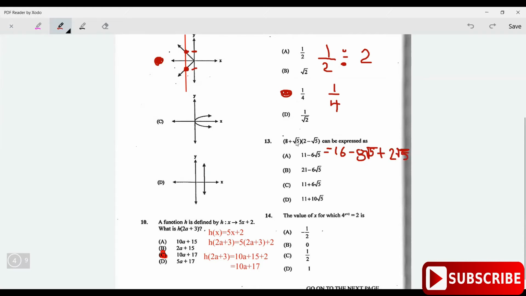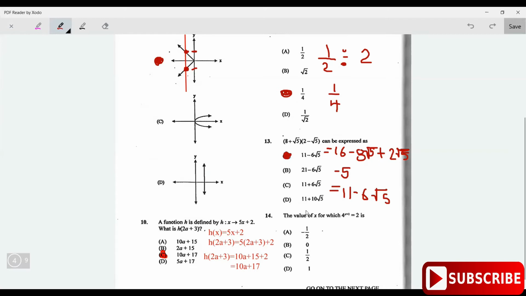And then you have root 5 times minus root 5. That's just minus 5. Then 16 minus 5 is 11. And then minus 8 root 5 plus 2 root 5 is minus 6 root 5. And that takes care of that. 11 minus 6 root 5, solved.